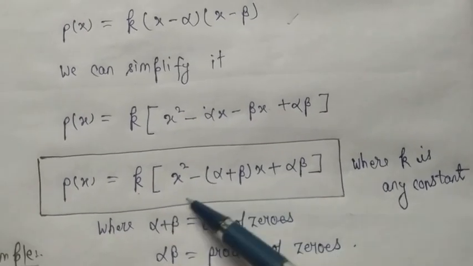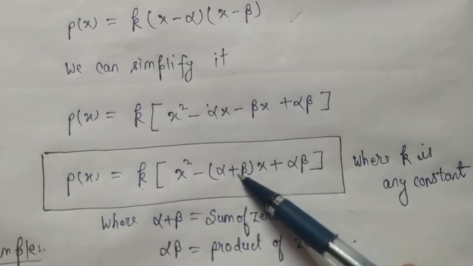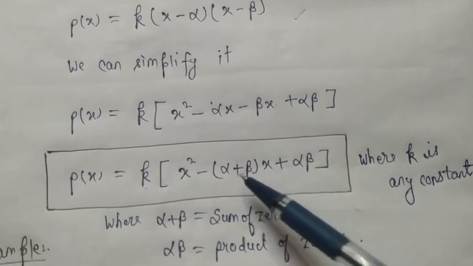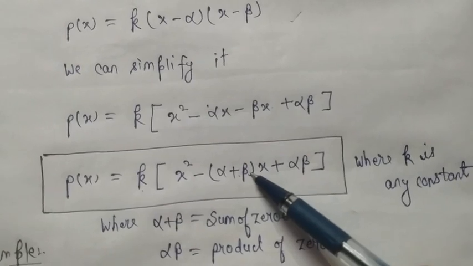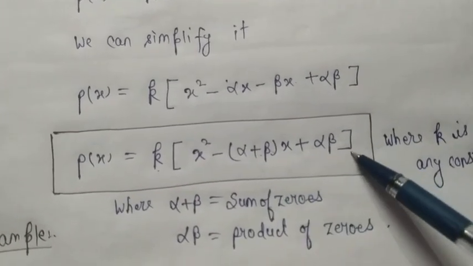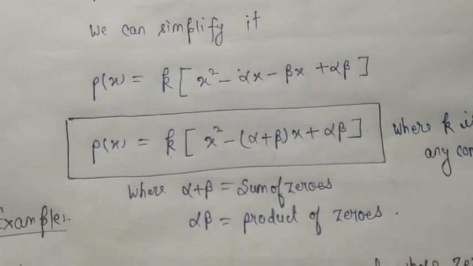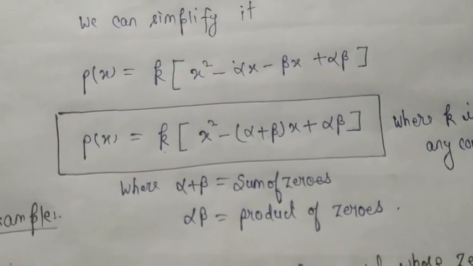Now what do you understand by alpha plus beta? I told you in the previous class also, alpha plus beta is nothing but the sum of zeros, and similarly alpha beta is the product of the zeros. I think it is clear.